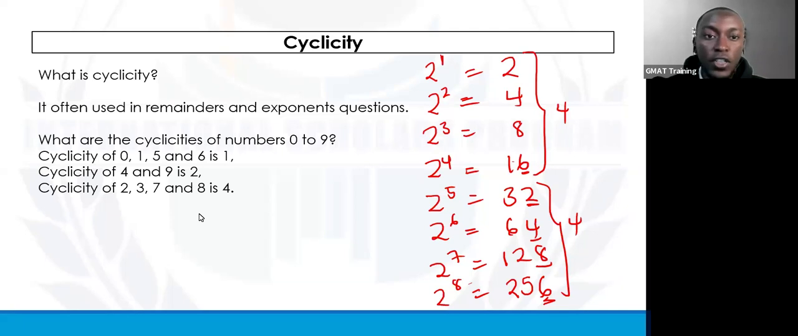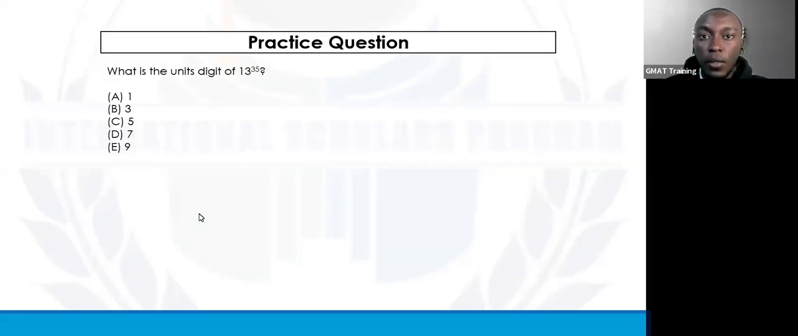And let's do a question and see how this cyclicity concept can help in these questions. Okay, pause the video, give it a try, and then I'll jump in. What is the unit digit of 13 to power 35? This is a straightforward question. Once you have a question like this, just know it's cyclicity that's being tested. And I doubt if we can have such a question in the GMAT exam, but if it comes, then you're good to go.